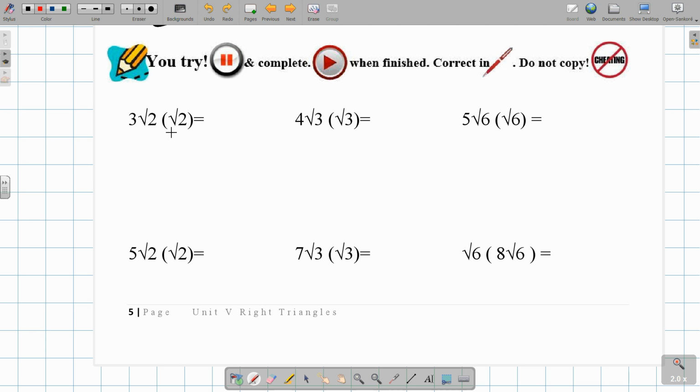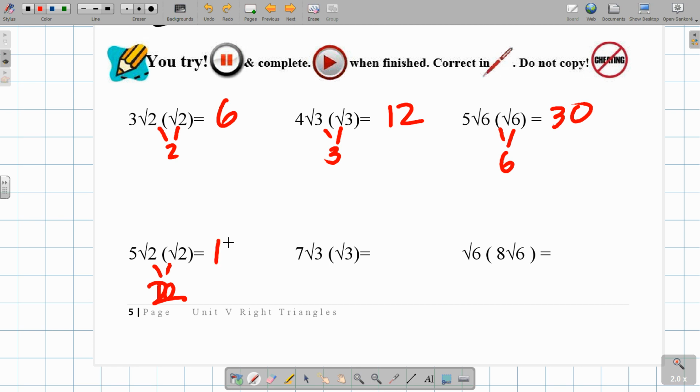Ready? This is going to be, that's 2, 3 times 2, that's 6. That's 3, that's going to be 12. That's going to be 6, that's 30. This is 10, 5, that's 2. 5 times 2, that's 10. This is 3, 7 times 3 is 21. And then root 6 times root 6 is 6. 8 times 6, 48.